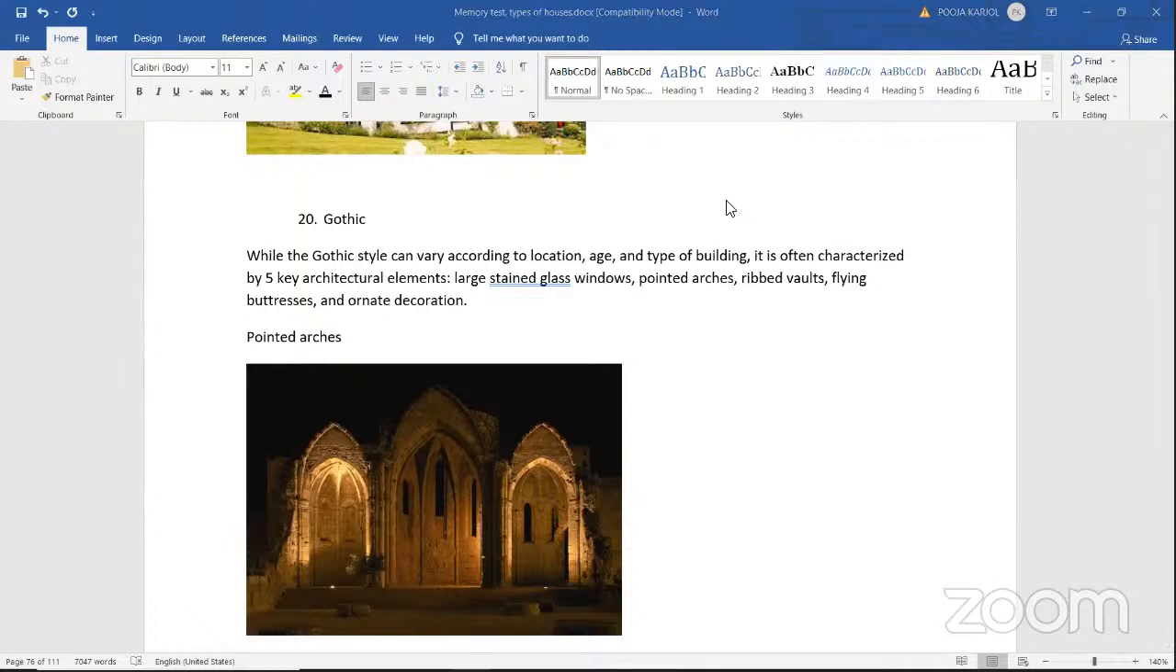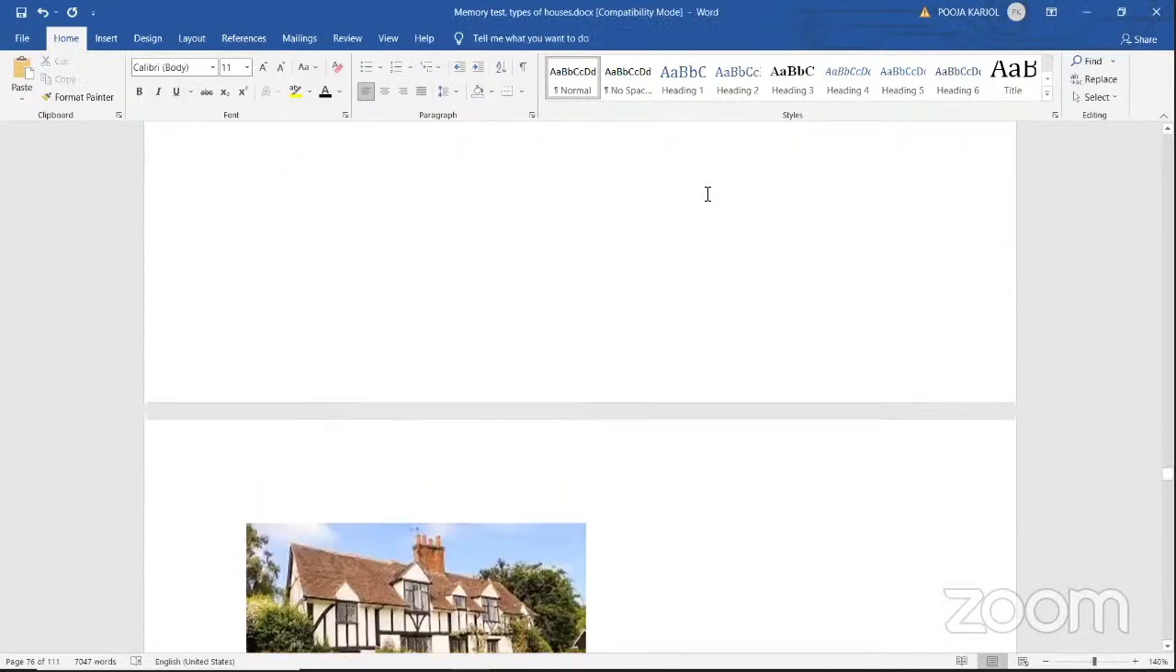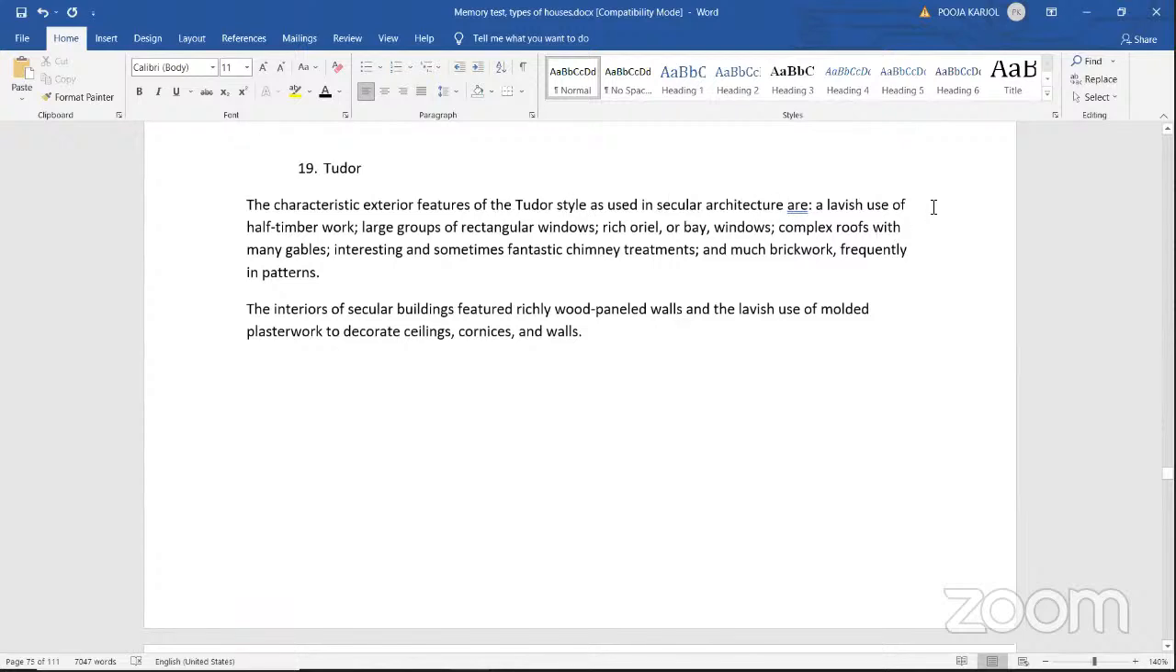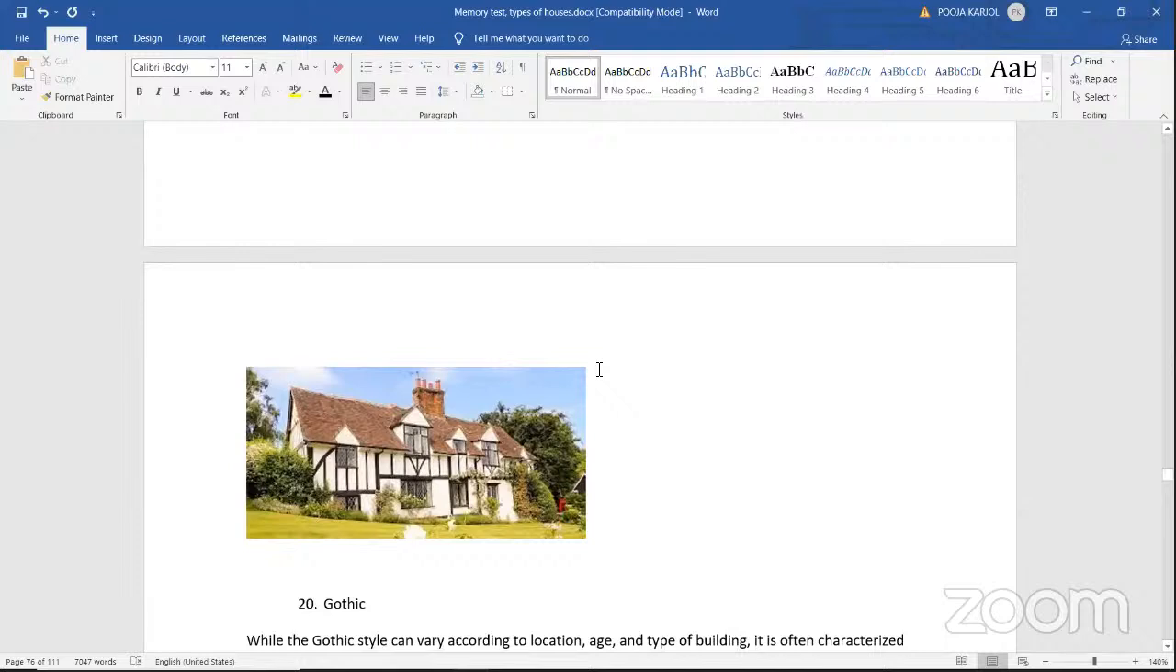Tudor once again. Okay, fine. Tudor style, a lavish use of half timber work. Okay, large groups of rectangular windows, rich oriel or bay windows. Complex roofs with many gables, interesting and sometimes fantastic chimney treatments. Okay, they do artwork in the chimney also sometimes. Brickwork, more frequently in patterns. Interiors are made of richly paneled wood walls, lavish use of molded plasterwork to decorate ceilings, cornices, and walls. See the chimney here, like that. It's not a simple chimney. They have done artwork in that.